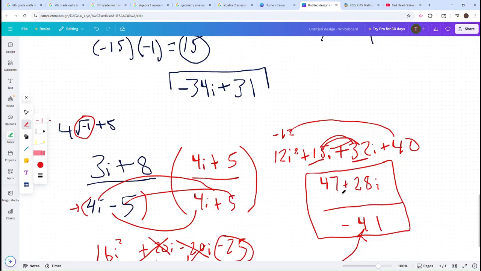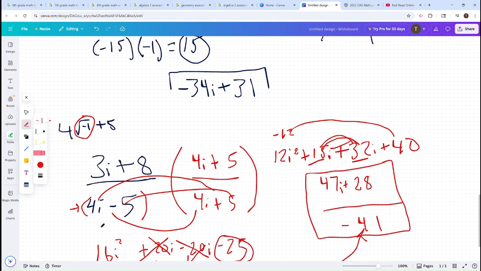Oh, no, that's not just 47. I'm sorry. It is 47i. 15i plus 32i is 47i. And then 40 minus 12 is 28. The i doesn't go there. It goes on the back. Sorry about that. There. See what I did, right?